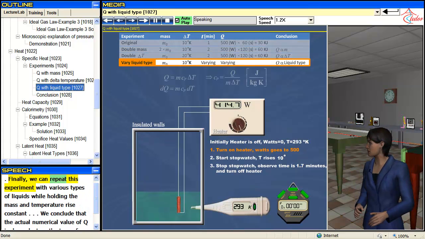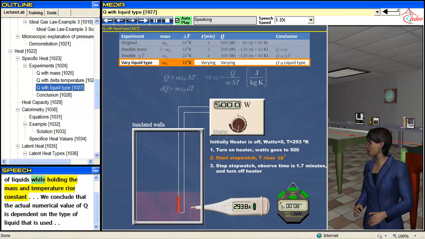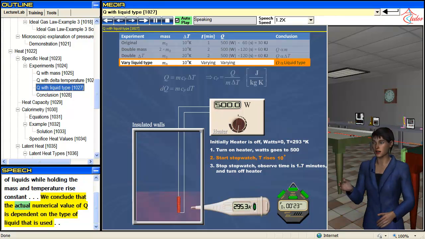Finally, we can repeat this experiment with various types of liquids, while holding the mass and temperature rise constant. We conclude that the actual numerical value of Q is dependent on the type of liquid that is used.